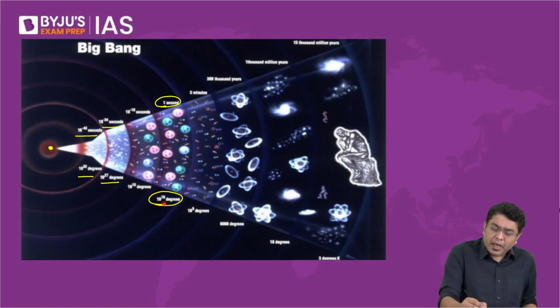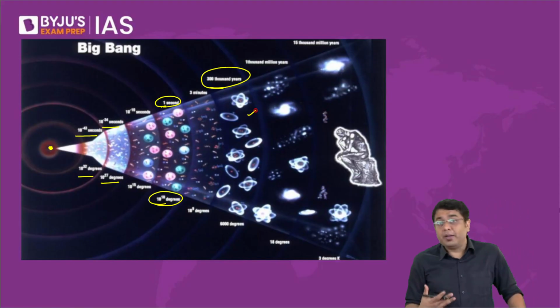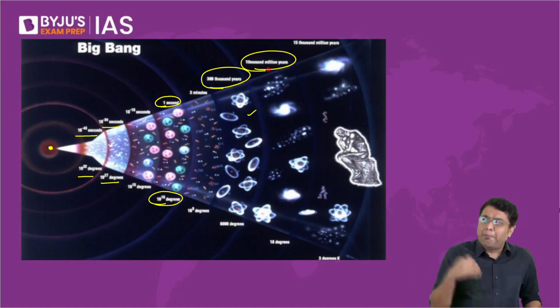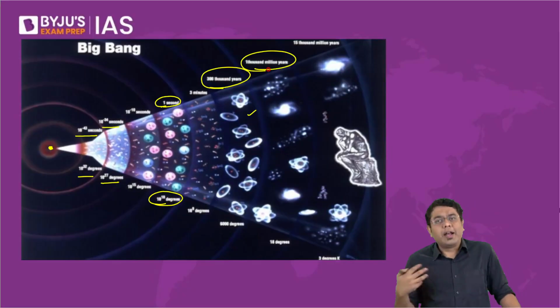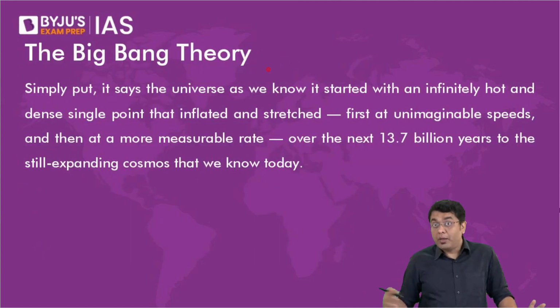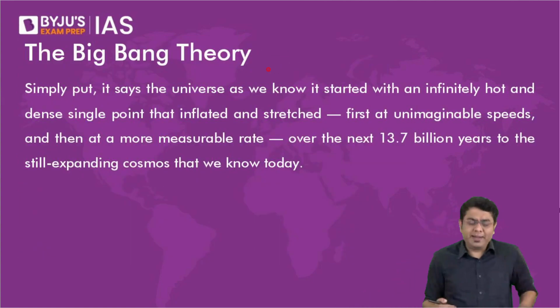Then, around 300,000 years later, came the formation of complex atoms and molecules. Slowly, around a billion years or so later, you had the formation of the basic galaxies. And that is the span covered by the entire theory, or what the theory tells us.